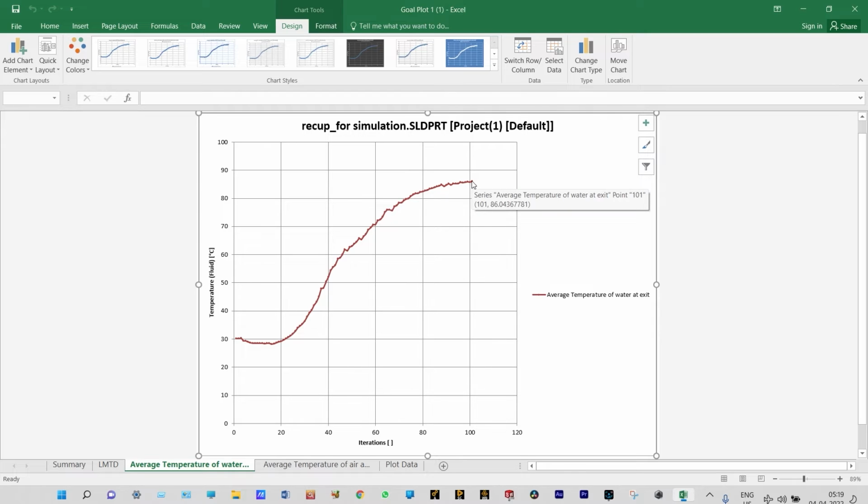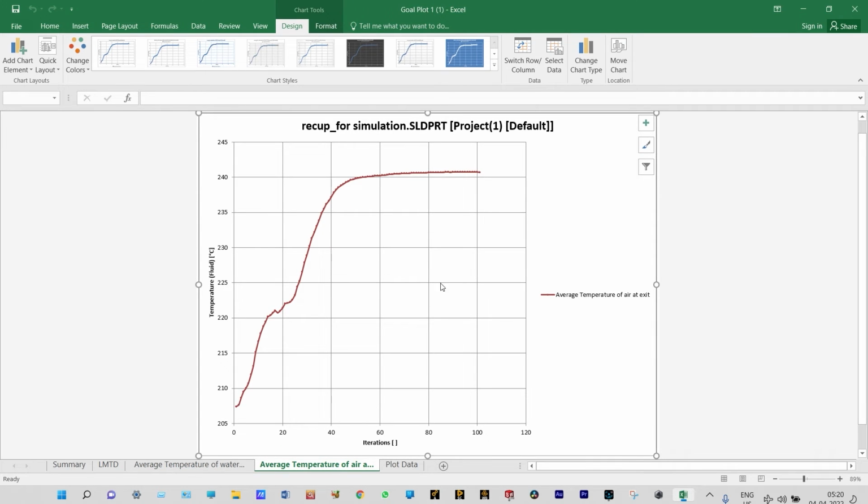You can see after 101 iterations, the average temperature of water at exit is 86.04 degrees centigrade. So we can see that there is a huge rise in the temperature of cold water. Initially the temperature of cold water was 20 degrees centigrade, and here after 101 iterations we can see the temperature at the exit of cold water is 86.04 degrees centigrade. Next one is the average temperature of air at the exit location.